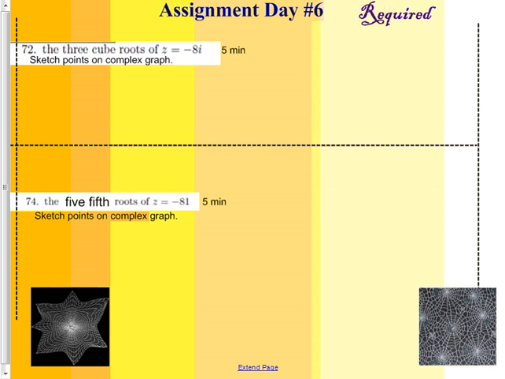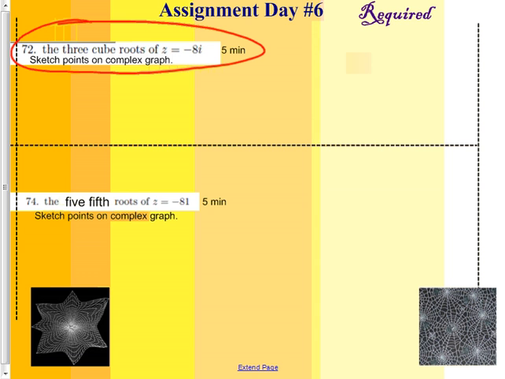All right, so do number 72 and sketch those points. There's 3 cube roots. The dots will all be equidistant apart, which makes it a what kind of a triangle? A perfect equilateral triangle. And all the angles, therefore, you will be making perfect angles too.